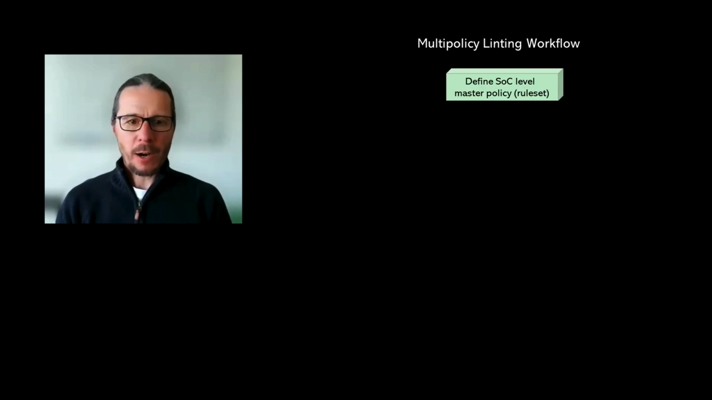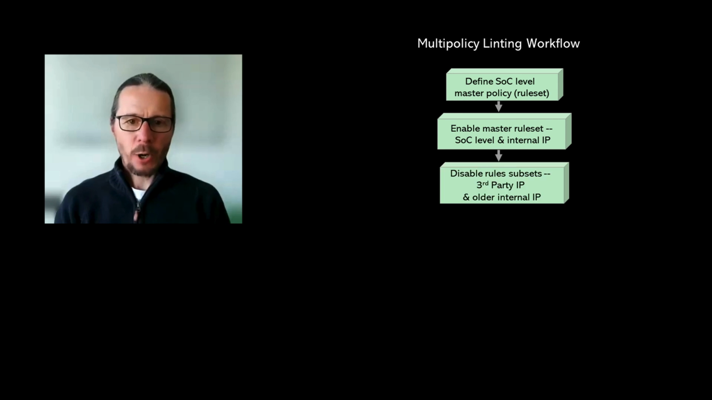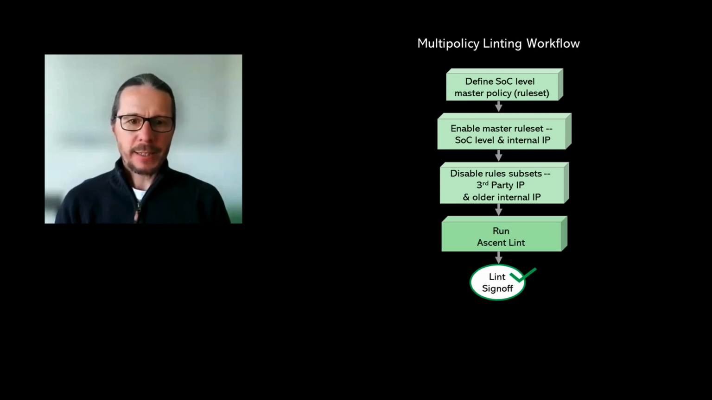Our workflow steps are, first, we define our SoC level master ruleset. This covers all of our current SoC guidelines. We enable this entire ruleset for the SoC level and for our more recently developed internal IP. Next, for older internal IP and third-party IP, we disable policy subsets such as naming styles. We then run Ascent Lint RTL linting sign-off. Its runtime is only 16 minutes for our entire SoC, which includes several processes.